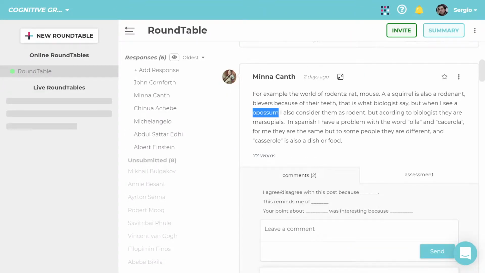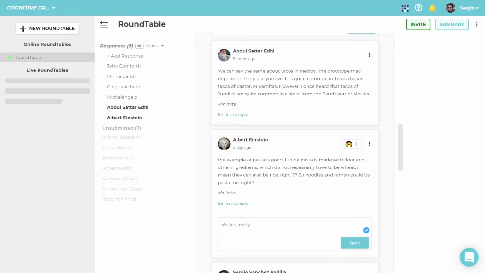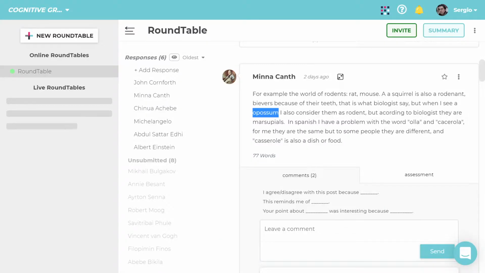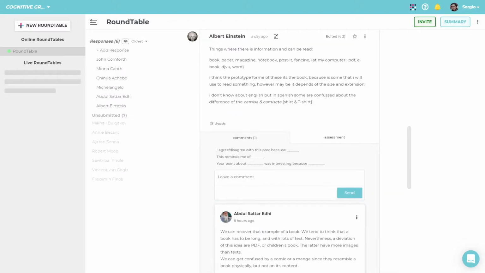Someone else proposed discussing, I'm not sure how to pronounce it, I think it's opossum. So yeah, could you classify or categorize this as a sort of rodent? That's what someone else here was asking. And here somebody was proposing we could analyze in terms of prototypes tacos. Yeah, what is a taco? What is a good taco? What is the most typical, the prototypical type of taco in Mexico? In what part of Mexico? Someone else was proposing to analyze the categories book, paper, magazine, notebook, post-its, fanzine.